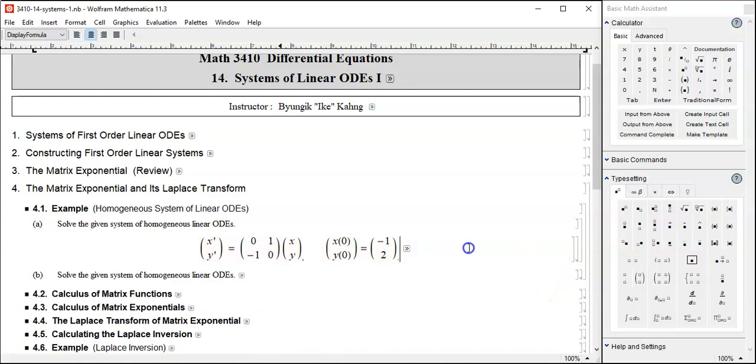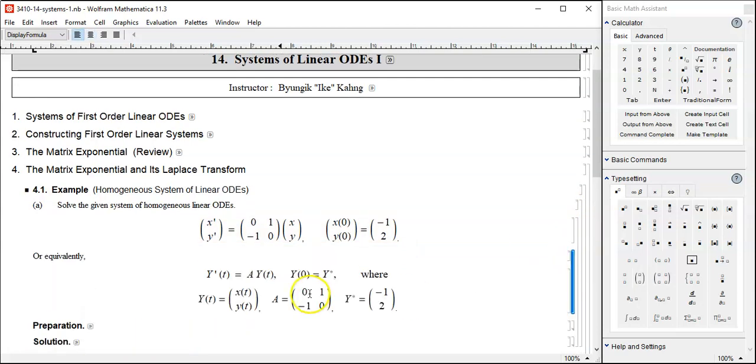Let's minimize this one and let's focus on the first problem here. Let's consider a first-order system of homogeneous linear ODEs like this. And let us simplify this expression using the matrix expression like this. Please note that if you take these substitution, capital Y of t as the column vector function, x of t, y of t, and capital A as this matrix in the middle, and capital Y star as the initial condition, then this whole system can be written like this.